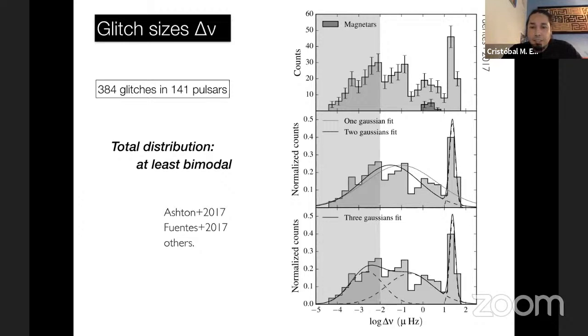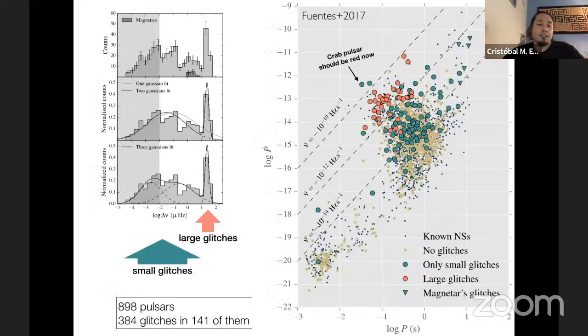This is the same data in the 3 panels in this plot. It's just different binning. And you can see that this distribution at least has 2 main peaks, perhaps more, but I don't think the statistics are good enough to define more peaks. But there's at least 2 main peaks in which we can immediately see the large glitches and the small glitches, which is a very obvious definition.